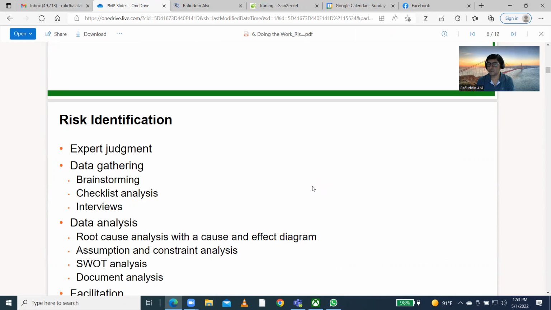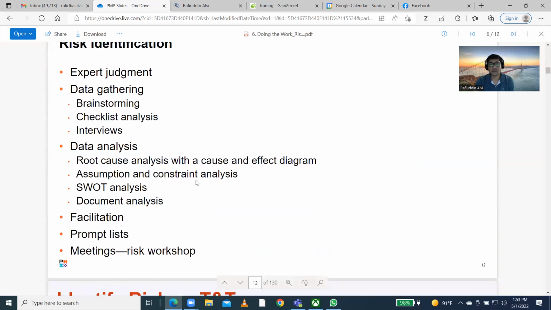Similarly, you have some data analysis tools. For example, root cause analysis with the cause and effect diagram. Root cause analysis we have already seen. Basically, it is useful wherever you want to find out what the cause and what the effect of the risk is, or if you want to know the impact of the risk. Then assumptions and constraints analysis. Then SWOT, which is strengths, weaknesses, opportunities, and threats analysis. Then document analysis. Then you have facilitation workshops, prompt list meetings, and risk workshops.